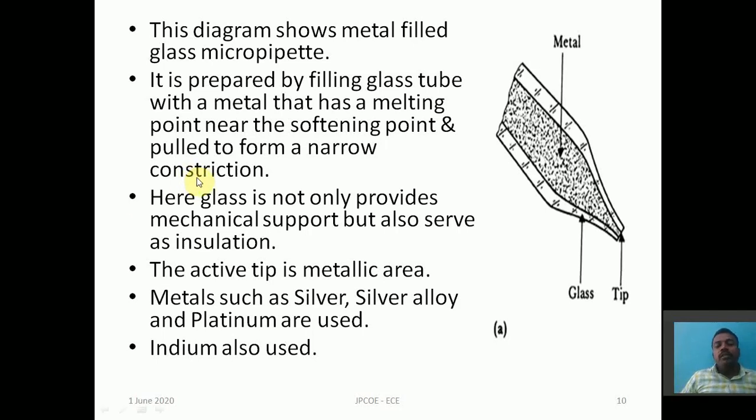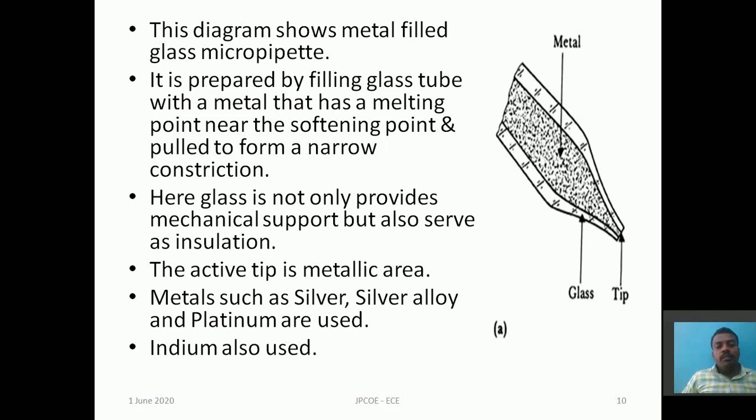How is it made? First, they take one glass tube. The glass tube is heated up to the soft melting point. It is not like a liquid, but at a flexible level. Then the glass tube is extended, and when it is extended it forms a narrow part. That way they make this pipette.